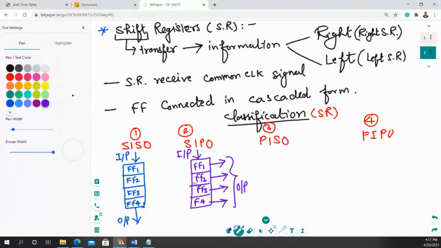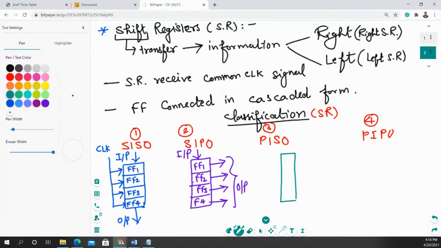Sir, what about the clock pulse? Yes, you have to provide the clock pulse to each of the flip-flops. Yes, common, Deepak Sani. It is common. Clock pulse is common for all the flip-flops.